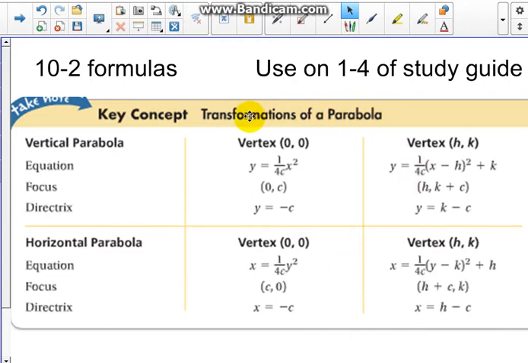So we're talking about transformations of a parabola. We first work with them on the vertex of 0, 0 as a vertical parabola and a horizontal parabola. And then we're going to learn translations, where h and k shift them around on the x and y axis. H is the horizontal or x axis, and k is the vertical or the y axis.